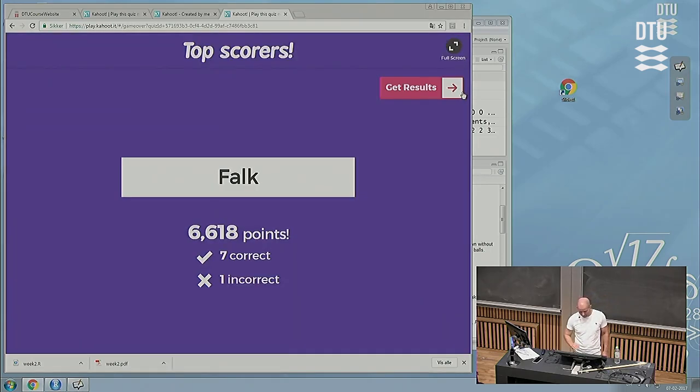Good job, Falk. Falk, would you? I thought about last time, maybe I should give the offer to the winner to wave to us. So Falk, if you're here and you want, you can wave to us. Good job, Falk. Let's give him a hand.